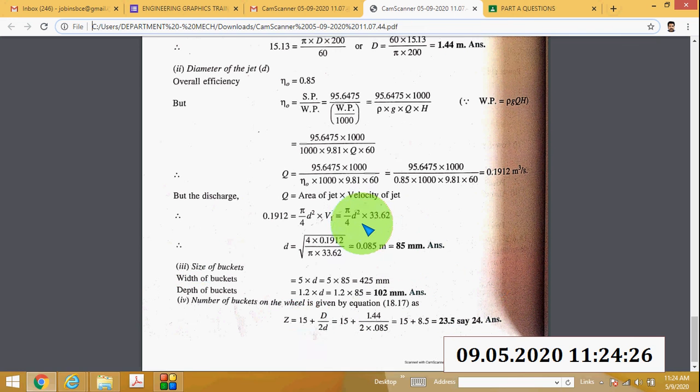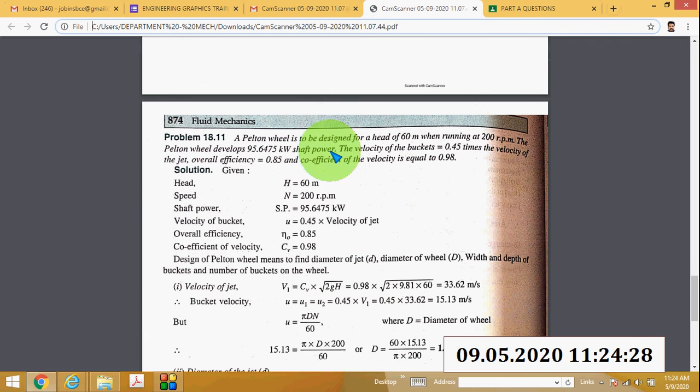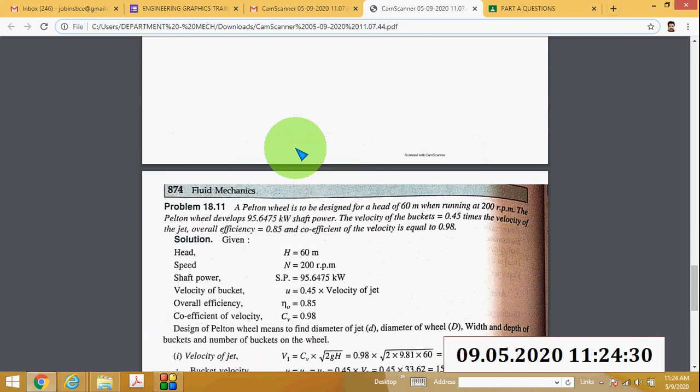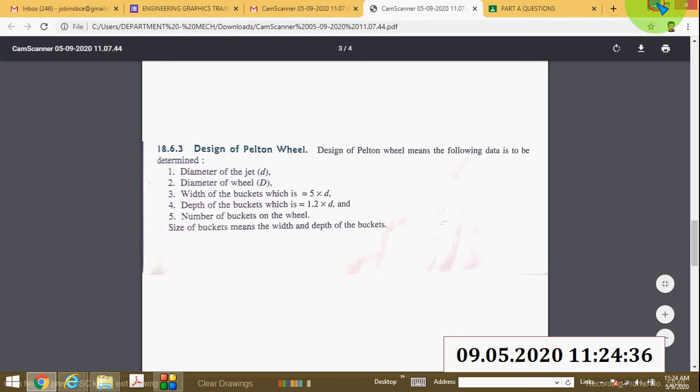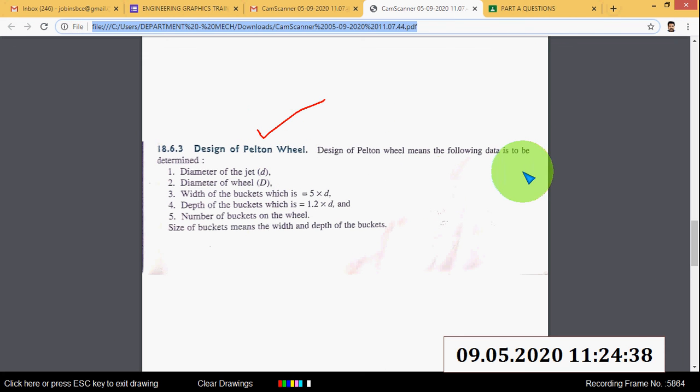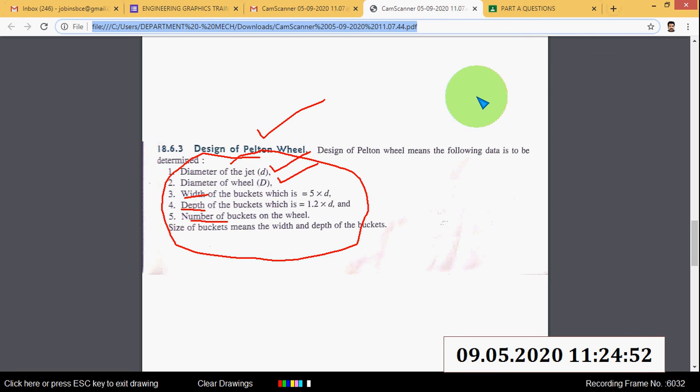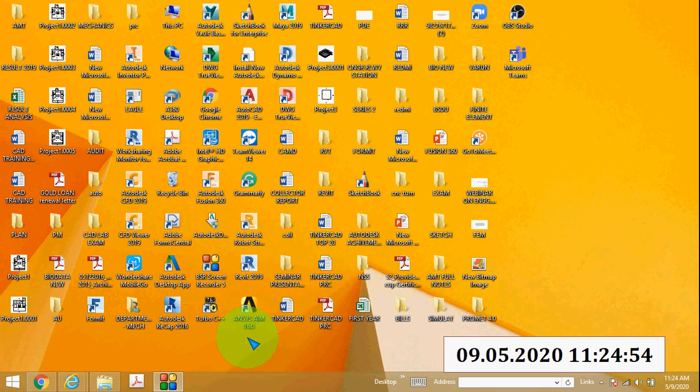So in this way you can solve the design of a Pelton wheel problem. Once again, if the question is the design of a Pelton wheel, you have to find the diameter of the jet, the diameter of the wheel, the size of the bucket, that is width and depth of the bucket, and the number of buckets. You have to find all these values. So do this problem. Thank you.